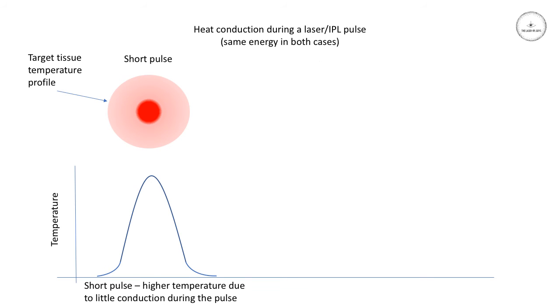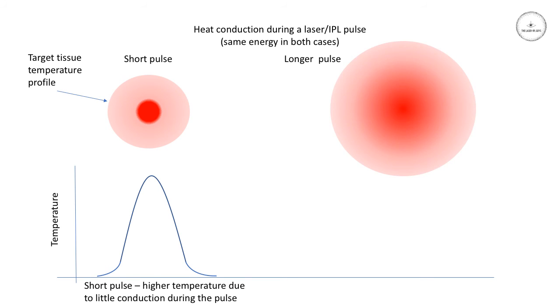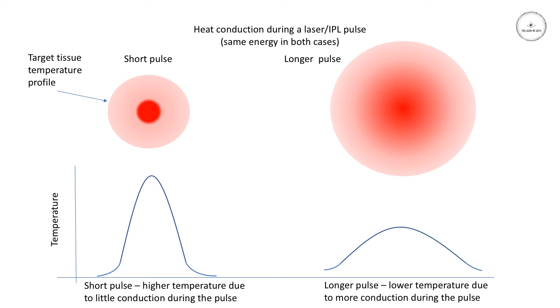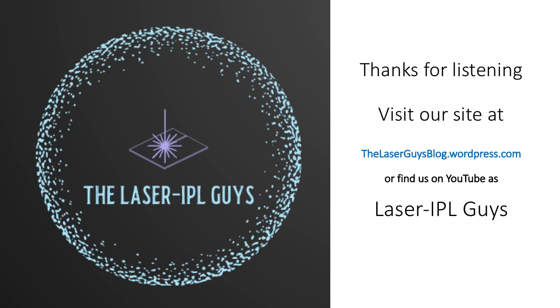But if we then apply a longer pulse to the same target with the same energy, then what will happen is that there's more time for the heat energy to conduct away during the pulse, and therefore we will get a lower peak temperature as a result. So that's a brief introduction into the thermodynamics of targets within the skin.